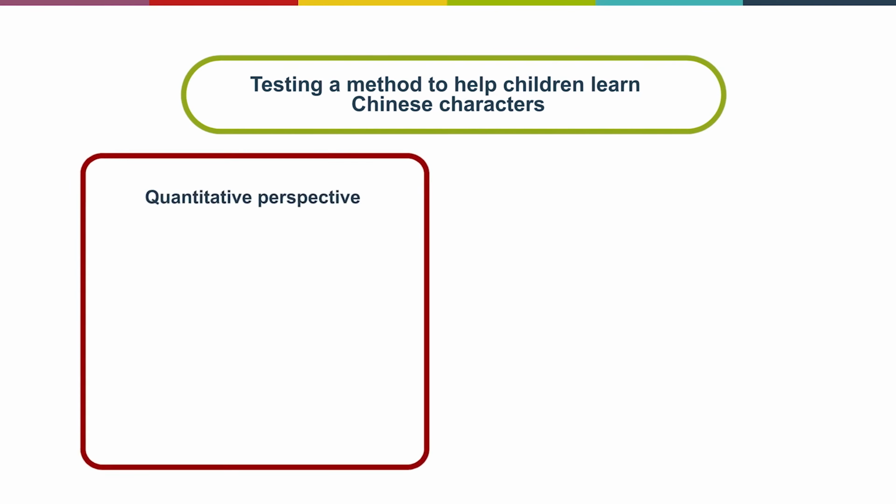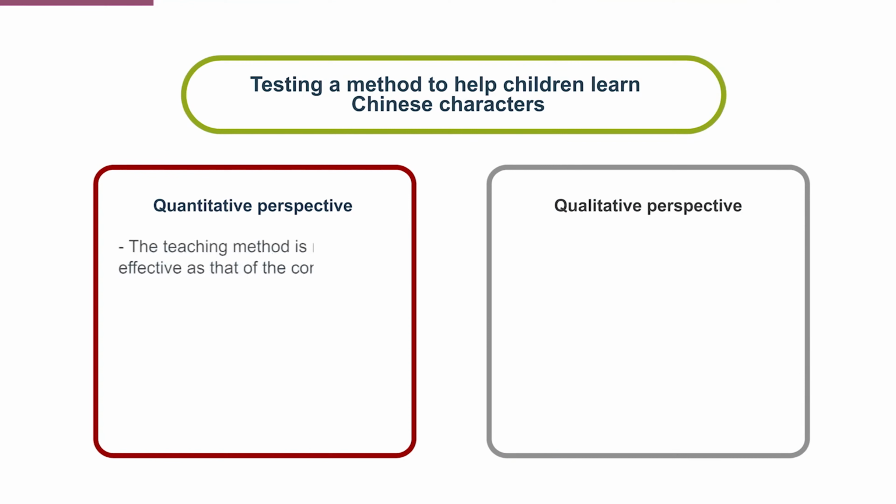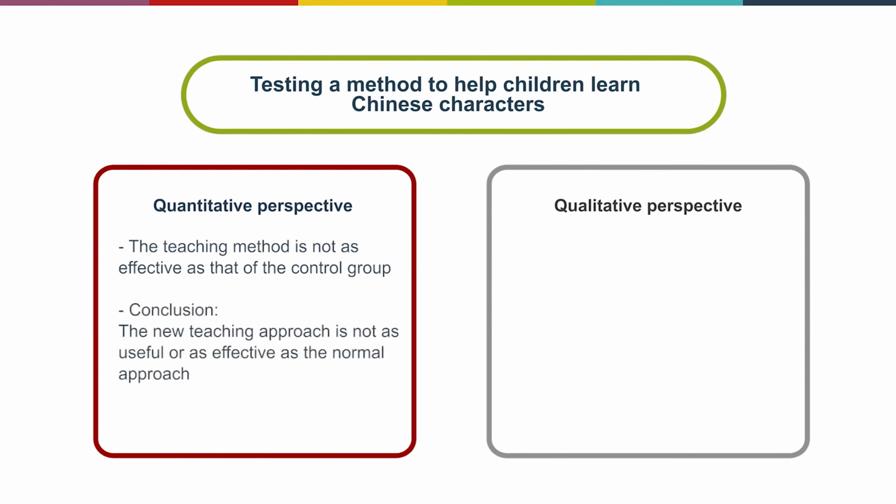We can look at this study from 2 different perspectives. If you look at the study from a quantitative perspective, the teaching method is not as effective as that of the control group because, on average, the experimental group only learned 3.2 characters while the control group learned 6.8 characters. As such, your conclusion may be that the new teaching method is not as useful or as effective as the normal approach.